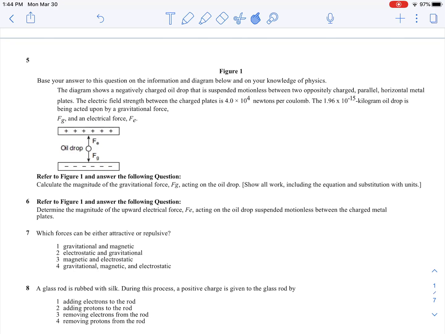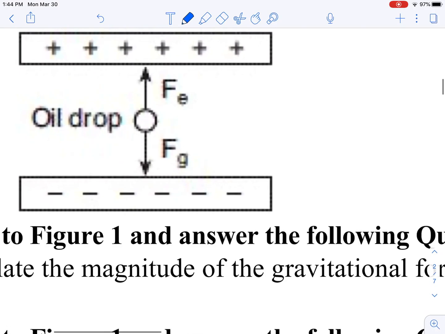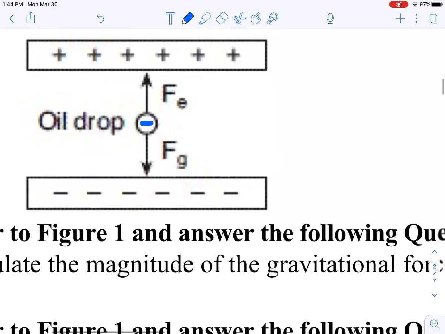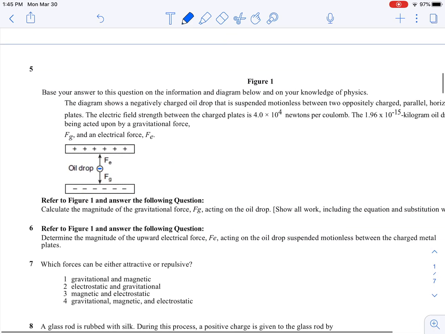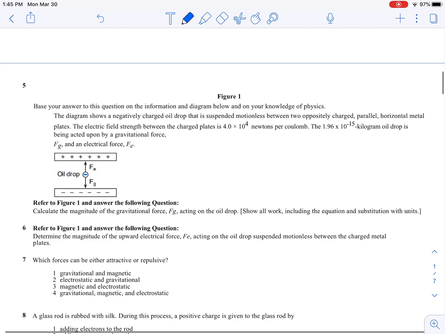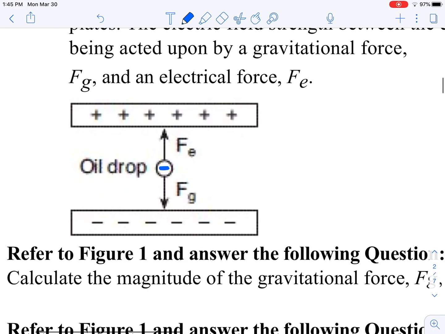Number 5 says, base your answer to this question on the information and diagram below and your knowledge of physics. The diagram shows a negatively charged oil drop. Why don't we just draw that in, a little negative sign on the oil drop. That is suspended motionless between 2 oppositely charged parallel horizontal metal plates. That kind of makes sense, right? Because gravity's pulling it down, but since it's negative, the positive plate's pulling it up, and the negative plate's repelling it upward.